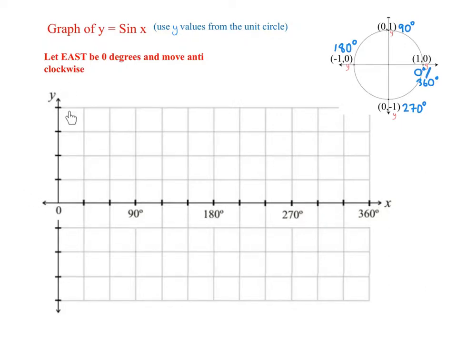Next, we're going to label our y-axis. So the graph of y equals sine of x goes up as far as 1 and down as far as minus 1. So we have 1, 0, minus 1.